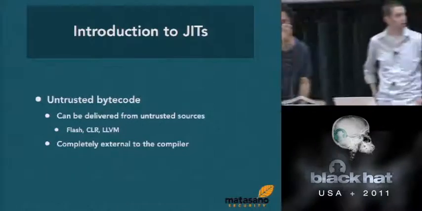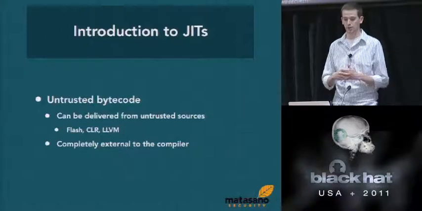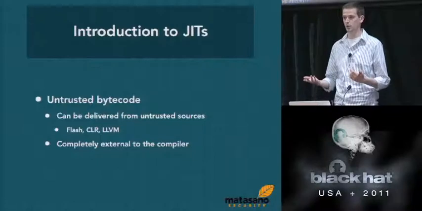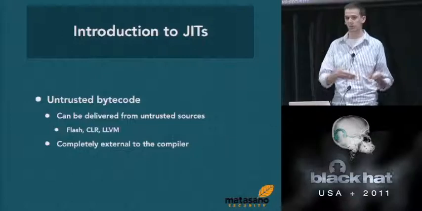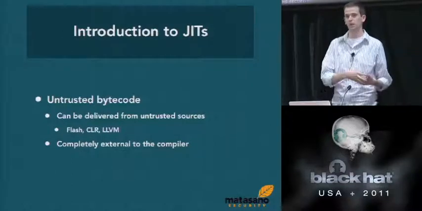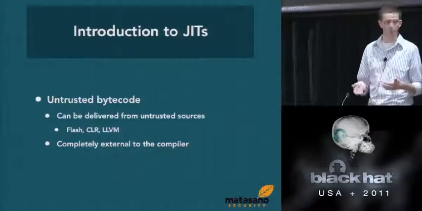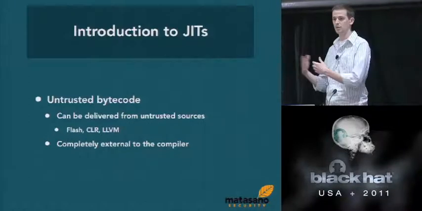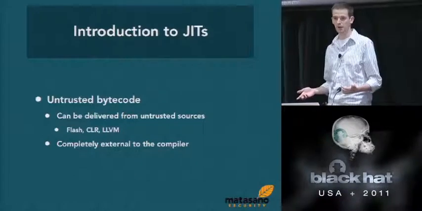Bytecode or bitcode comes in two different formats in our mind. There's untrusted bytecode, which we define as bytecode that comes from an external entity, such as someone over the internet you don't trust. A good example of that would be Flash. When you get a Flash SWF file, there's a bunch of compiled ActionScript that has already been compiled down to its bytecode format, so this is completely external to the compiler. Some developer wrote some ActionScript or some high-level language, compiled it down to bytecode, and then sent you the bytecode. We consider that untrusted bytecode.